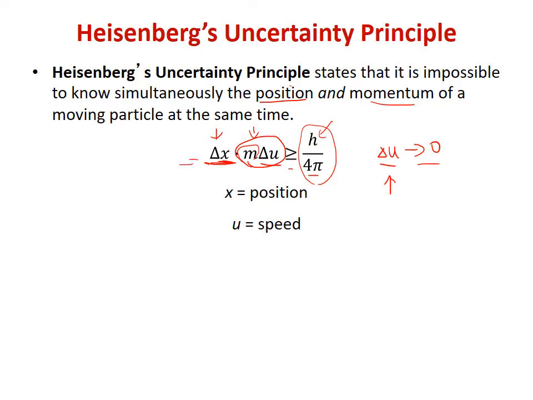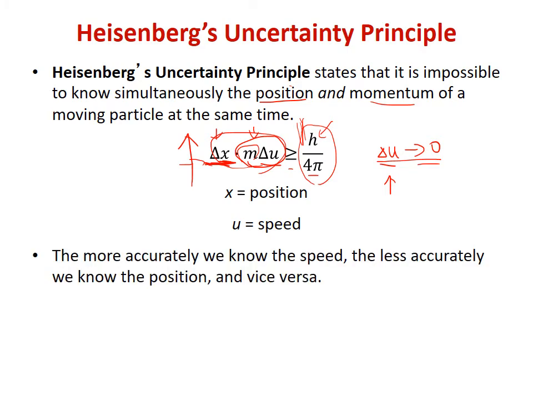Then what happens to the x position? Well, because the product is greater than this number, if one approaches 0, the other must increase. So that means we have a large uncertainty of position. In other words, the more accurately we know the speed, the less accurately we know the position, or vice versa.